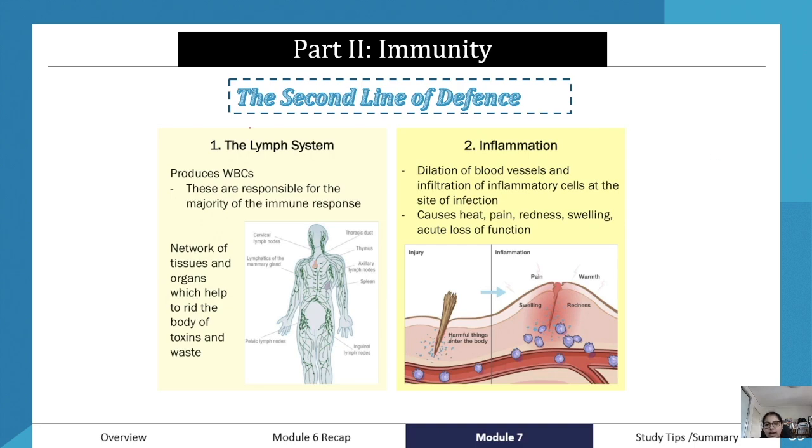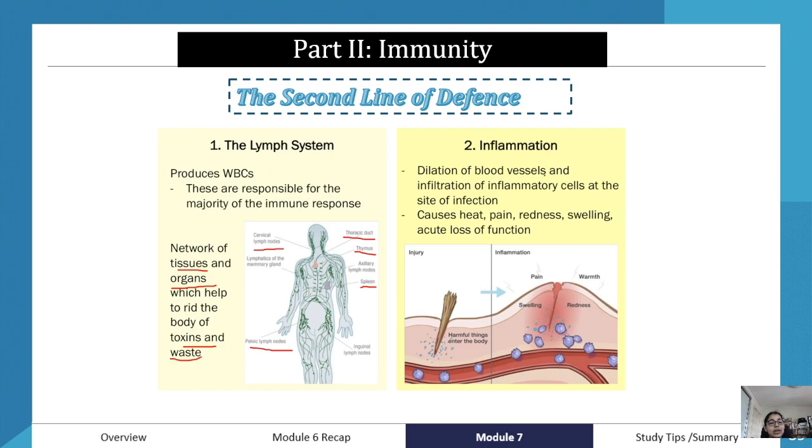So we've got cervical lymph nodes, thoracic duct, the thymus right there, the spleen, the pelvic lymph nodes. All of these tissues and organs are working together to flush out toxins and waste from the body.